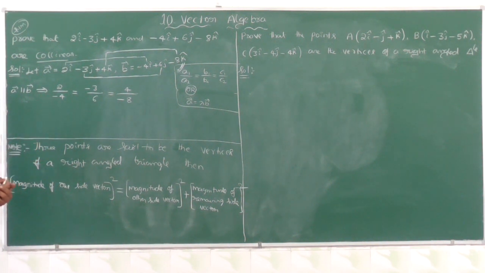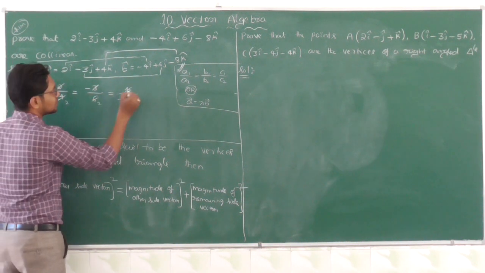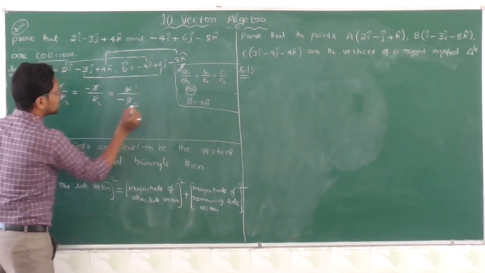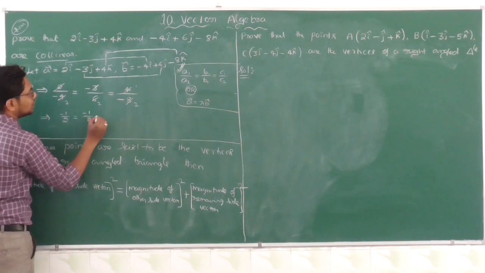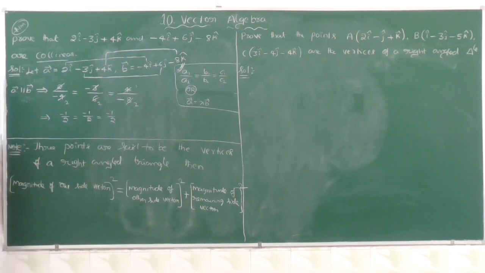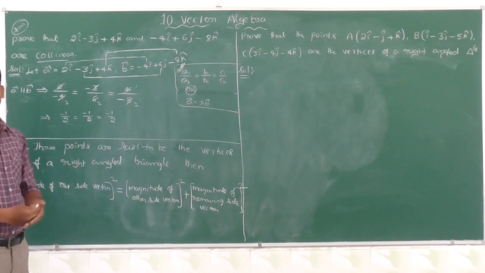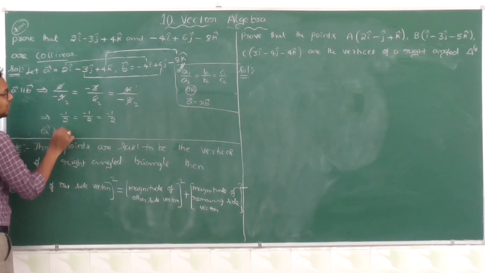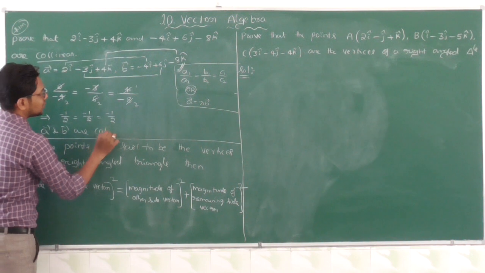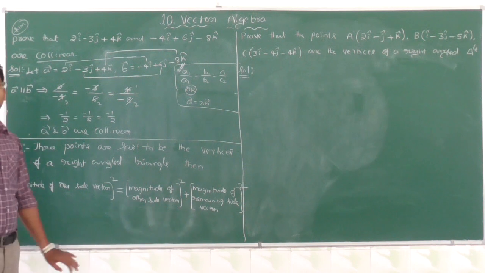Are these ratios equal? You just see, 2 ones are 2, 2 twos are 4, and 4 ones are 4, 4 twos are 8. Then what will we get? Minus 1 by 2 equals minus 1 by 2 equals minus 1 by 2. Are these ratios equal? Yes, the ratios are equal. Therefore, a vector and b vector are collinear vectors.